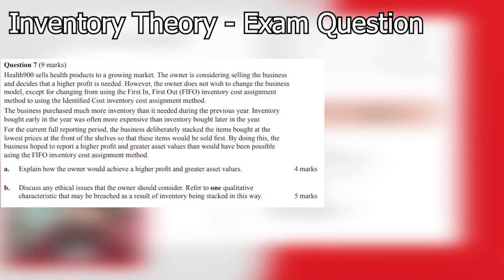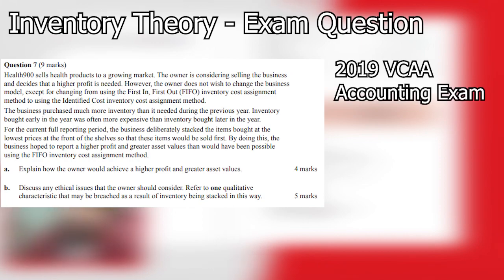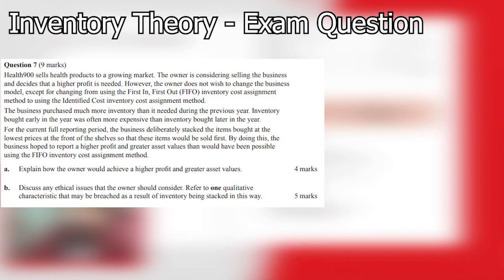Health 900 sells health products to a growing market. The owner is considering selling the business and desires the high profits needed. However, the owner does not wish to change the business model except for changing from FIFO to identified costs. Cool. The business purchased much more inventory than needed during the previous year. Inventory bought early in the year was often more expensive than inventory bought later in the year. That's nice.